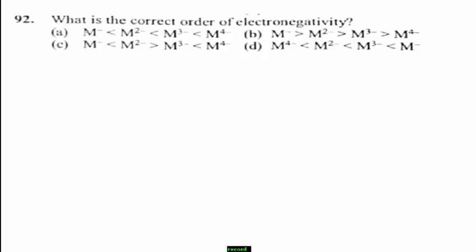So the electronegativity order is simply written as M minus 1 greater than M 2 minus, greater than M 3 minus, greater than M 4 minus. This one is the correct order. So where is it present, students? Yes, it is in option B. Therefore, the correct answer is option B.